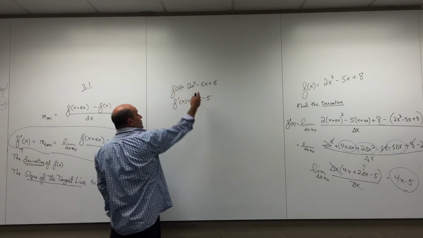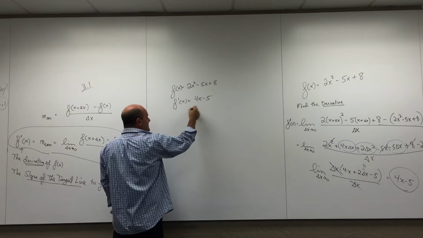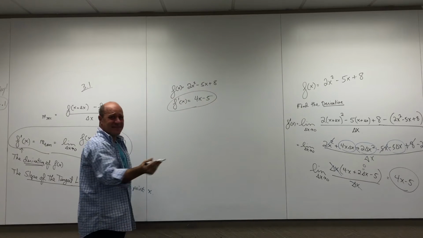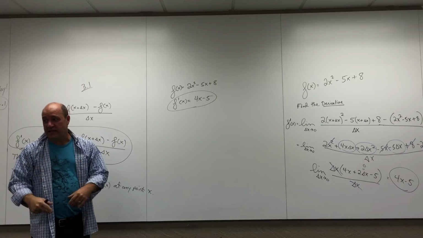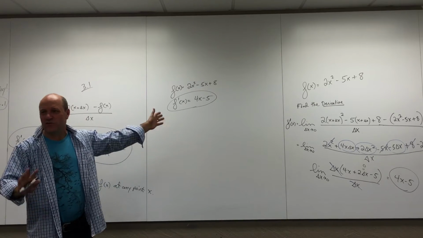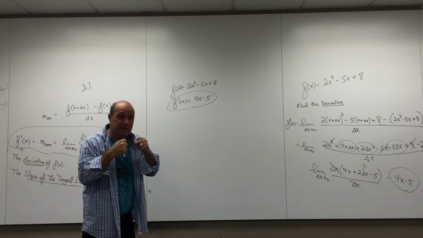Anyway, there's the function. There's its derivative. What is this derivative? It's the slope of the tangent line. It's not the tangent line. Some people like to say, oh, it's the tangent line. No. It's a little formula. It's the slope of the tangent line only.